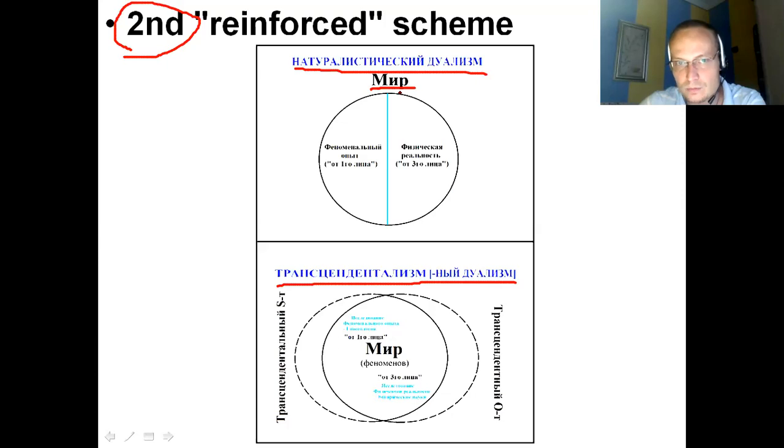Here the world, all this sphere is the world, and from the position of naturalistic dualism, there are two main controversial realities. It is the reality of phenomenological experience from the first-person view, and the physical reality that we can catch in our experience from the third-person view, like an object. It is something that exists before me. It is not something that exists in my own subjective sphere, I'm sorry.